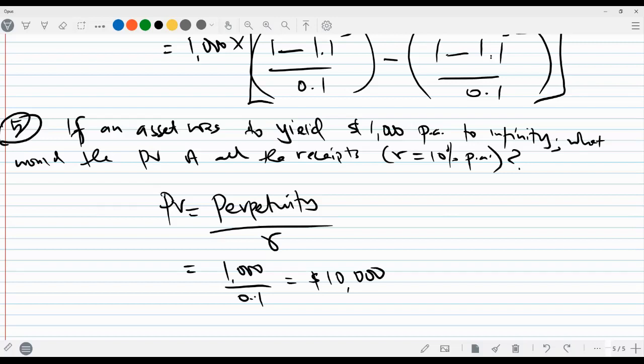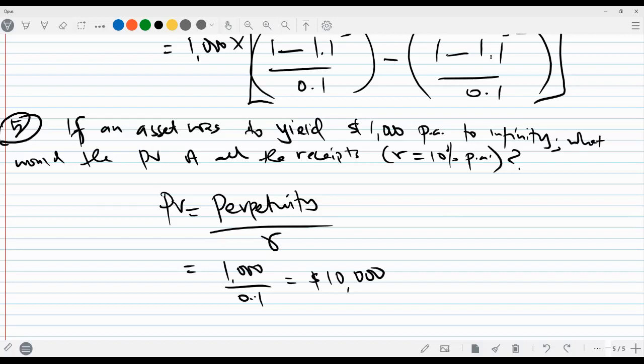Clear? Any question? What's the logic behind just dividing by R?